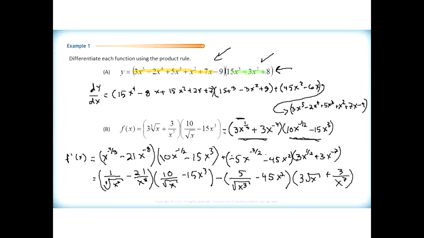All right, so that's how we deal with the product rule in algebraic context. It's pretty simple when you think about it. It's just a pattern to follow. Derivative of the first times the second plus the derivative of the second times the first.